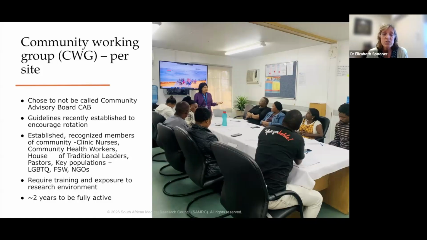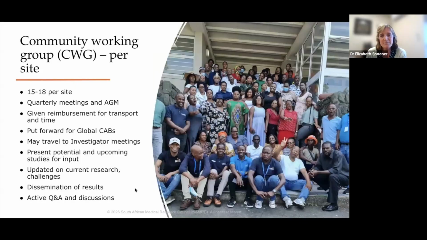So we need to be represented there, and they have war room meetings, and our CLOs go there, our community liaison officers. They might be pastors, members of key populations, NGOs, who come to our meetings, which are quarterly, and then we also have an annual general meeting. Next slide. So that's a picture of our AGM with all the sites' CABs coming together. It's always a fun meeting and nice for everybody to interact.